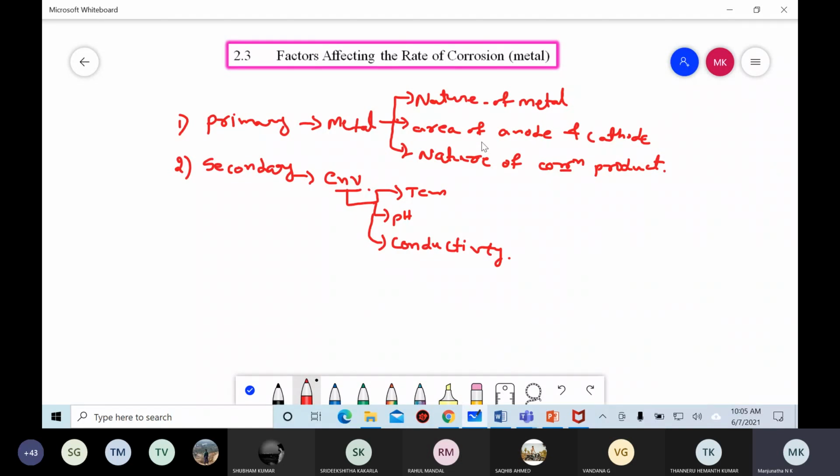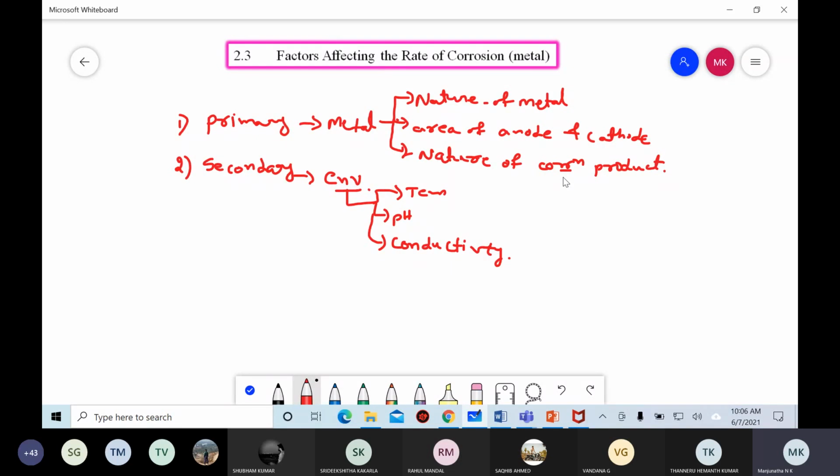Second, another one is area of anode and area of cathode. According to electrochemical theory, we know that once any metal is exposed to the environment, some portion of anodic area and cathodic area is formed, in which how much anodic area and how much cathodic area is formed. On the basis of that also, sometimes the metal undergoes corrosion very fast, sometimes very slowly. Next, another one, that is the nature of corrosion product.